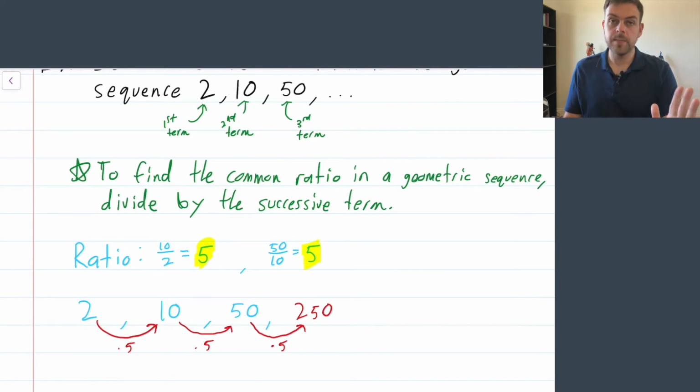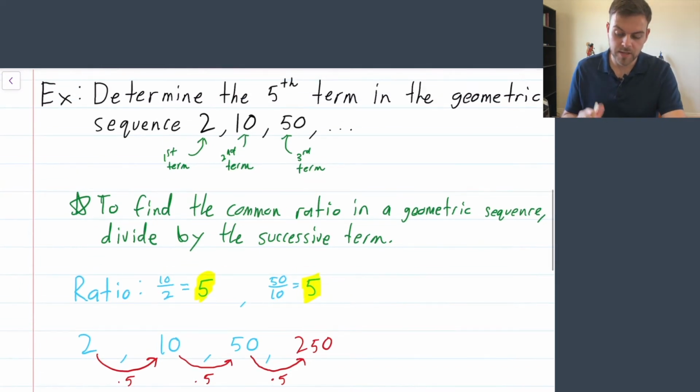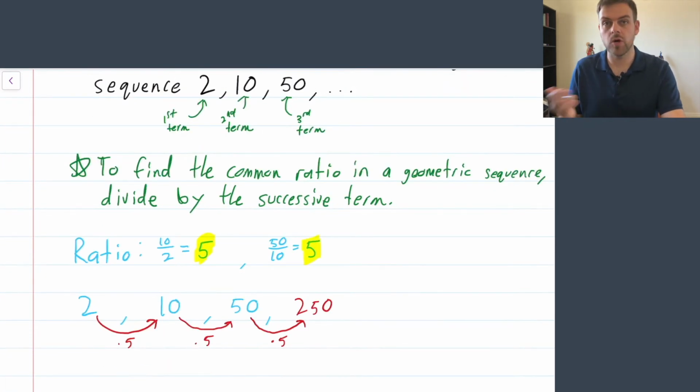Cool. But this is our fourth term. The question was asking specifically, what is the fifth term in this geometric sequence? All we have to do is just go one more time. We'll take this 250, multiply by 5, and we will get 1,250.